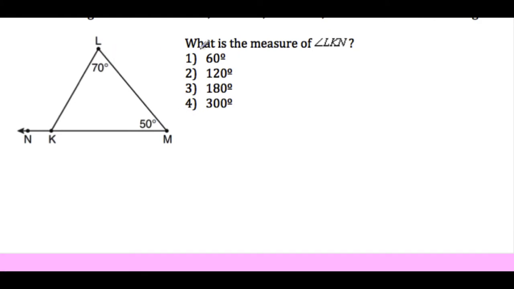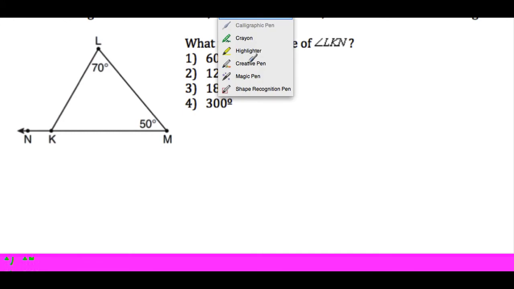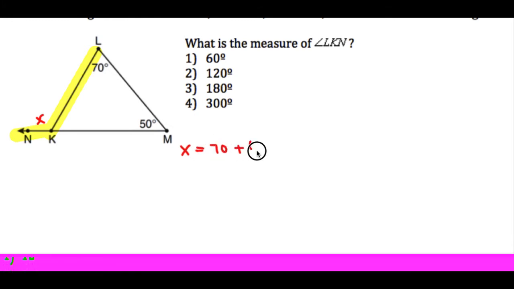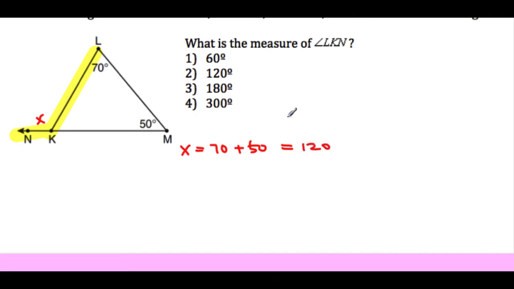Now let's look at number 2. So we have these two angles, 70 and 50. What is the measure of angle LKN? This angle that we see is the exterior angle of the triangle. Then how do you figure out the measure of the exterior angle? Yes, the measure of the exterior angle is the sum of the two remote angles here. So if I call this x, x is simply 70 plus 50. What is 70 plus 50? That's right, that's equal to 120. And choice 2 becomes our answer.